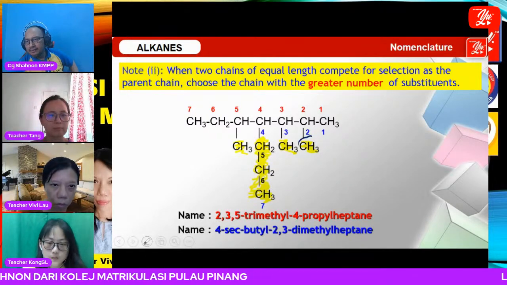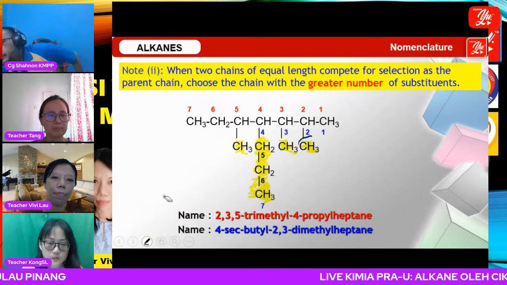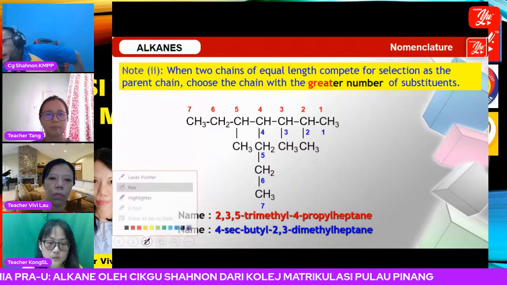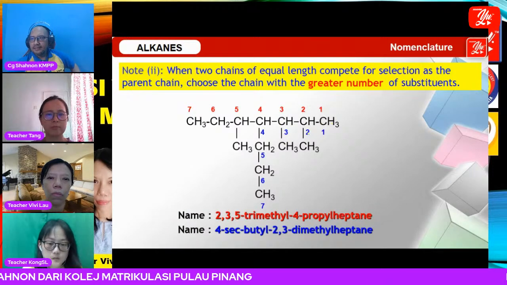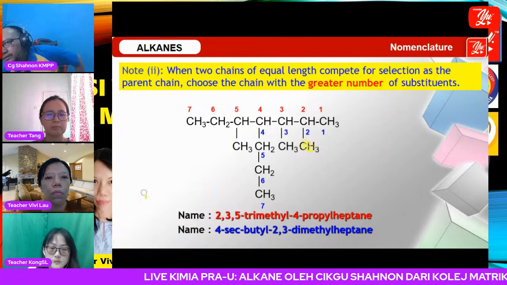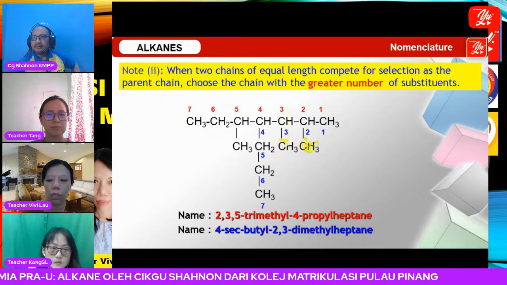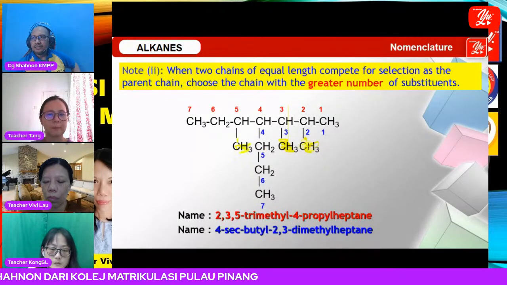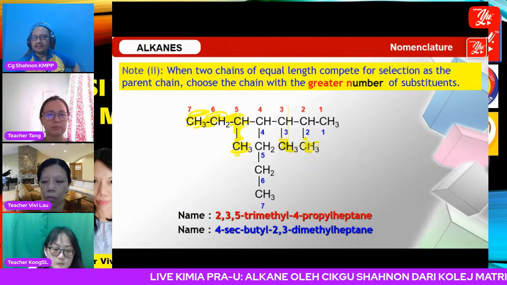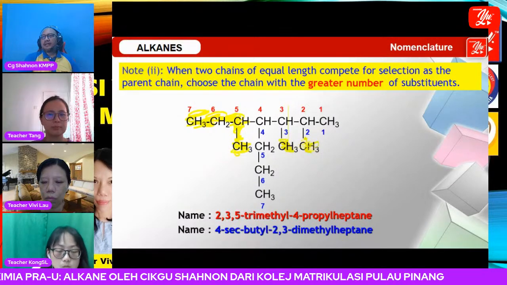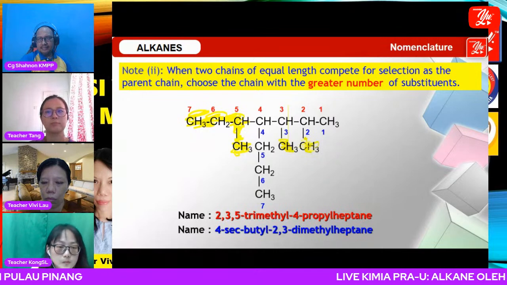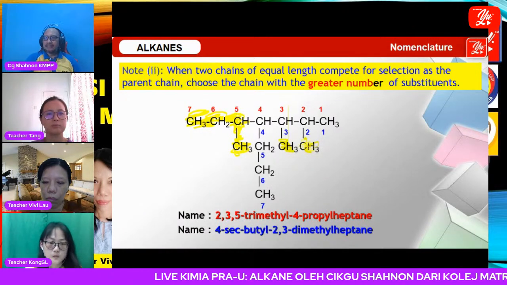For the blue color, let me erase this one first. Okay, there's this one, and then to color this one. The blue color. Okay, this is number 1, the substituent. Highlight. Okay, this is number 1, number 2, and then number 3. Can you see? Only 3 substituents. At carbon number 2 and number 3 methyl, and at carbon number 4 it has a sec-butyl.